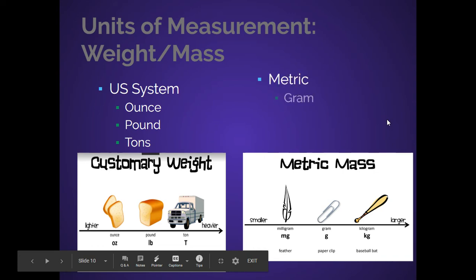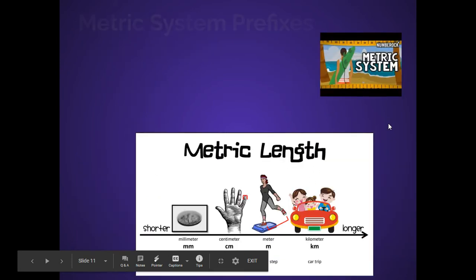Just so you can kind of get that in your head. For the metric system, you have grams. Remember, gram is the base unit, and then you have prefixes. So you have milligram and kilogram. This kind of gives you an idea of going from smaller to larger with the feather, the paper clip, and then the baseball bat.